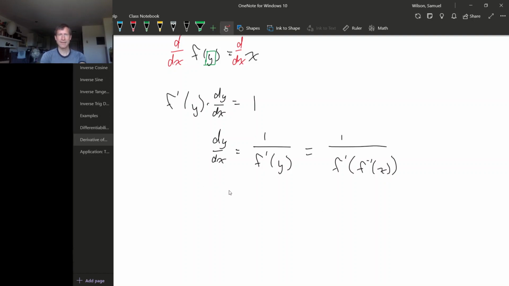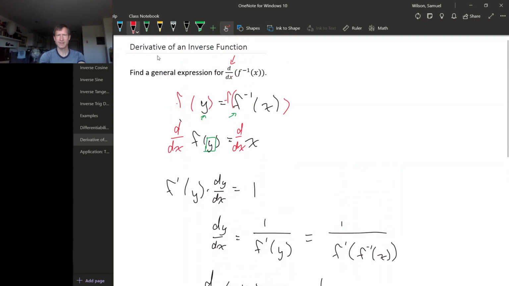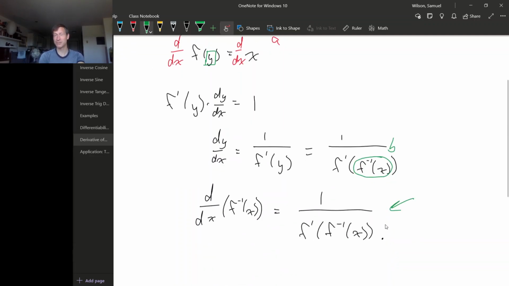And y was f inverse of x. So we found a derivative of f inverse of x. It's 1 over f prime, but evaluated at f inverse of x. This actually matches what we got graphically, because if we called x a, then y is what we called b before. So this right here is actually b. So this formula that we got working symbolically does match the formula that we got working geometrically.